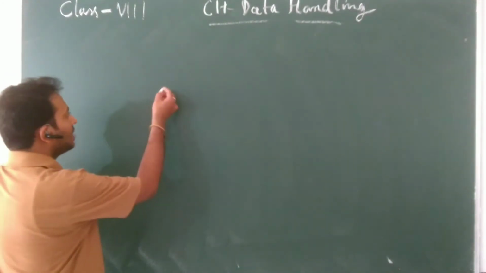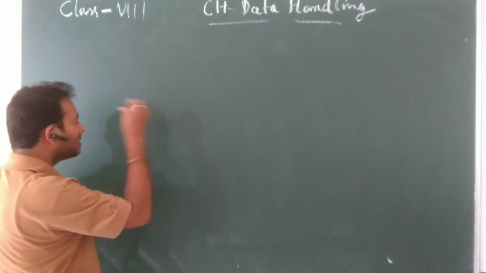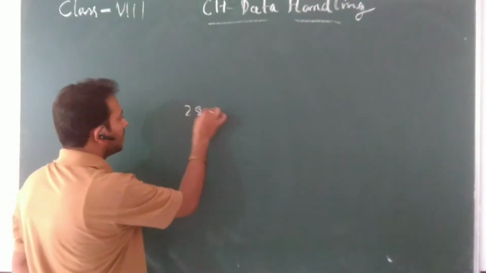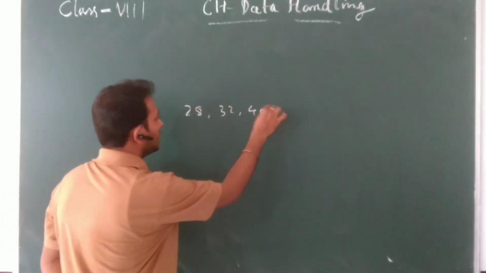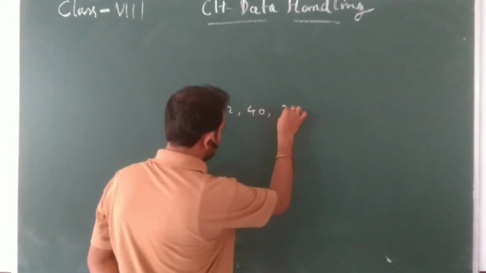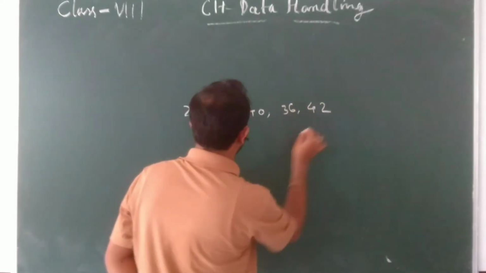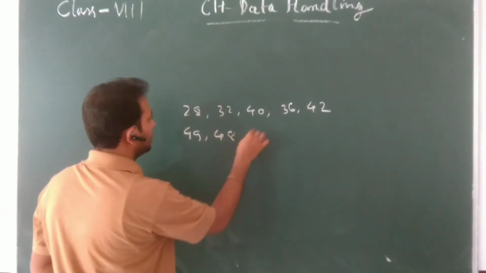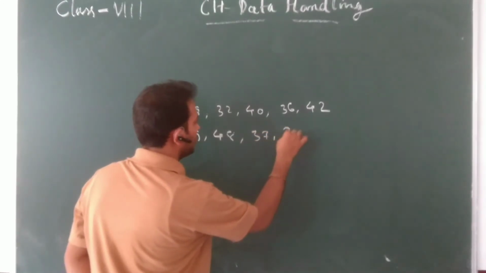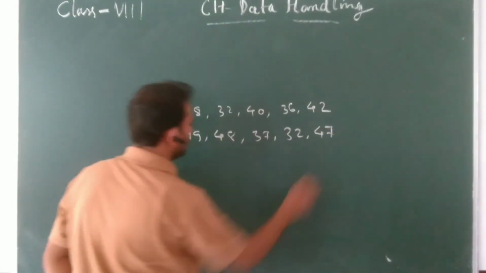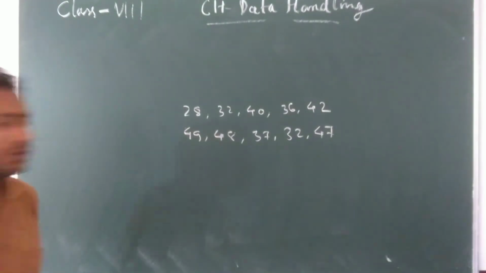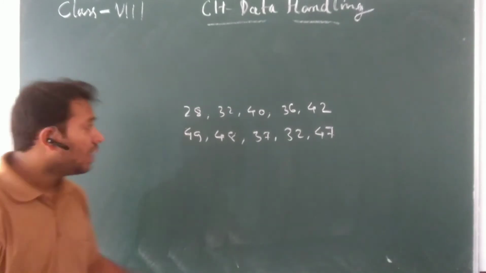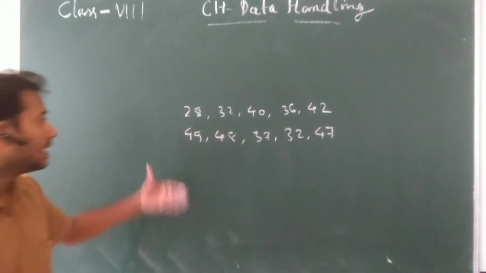Think on it, that if I ask students to collect marks of mathematics, 10 students' marks, okay, take it: 28, 32, 40, and then 36, 42, 49, 48, 37, 32, 47. So here you can see there are 10 students' marks out of 50. Now you need to find the range of the given data.